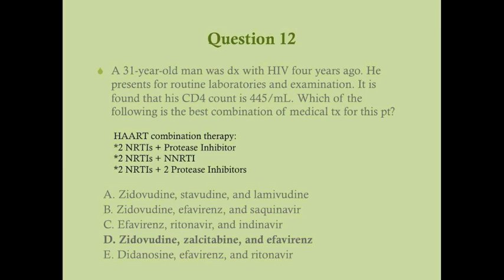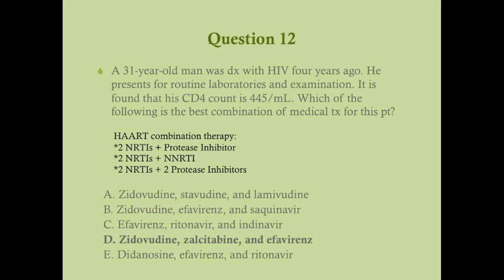And then for the 3rd drug, we can use a protease inhibitor, we can use a non-nucleoside reverse transcriptase inhibitor, or we can do a 4-drug therapy, which is 2 protease inhibitors. The reason we do this type of therapy is because if you were to give 1 drug, the HIV would quite quickly gain resistance to that drug. So remember this combination of therapies. It's either 2 NRTIs and then a protease inhibitor, or a non-nucleoside reverse transcriptase inhibitor, or 2 protease inhibitors.